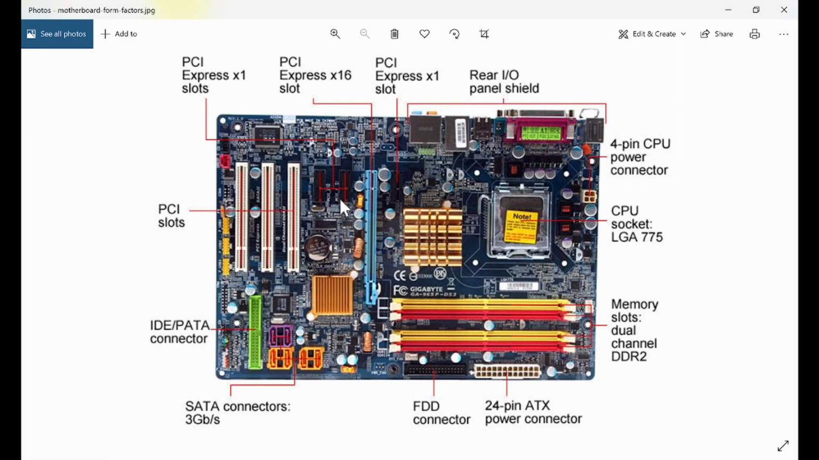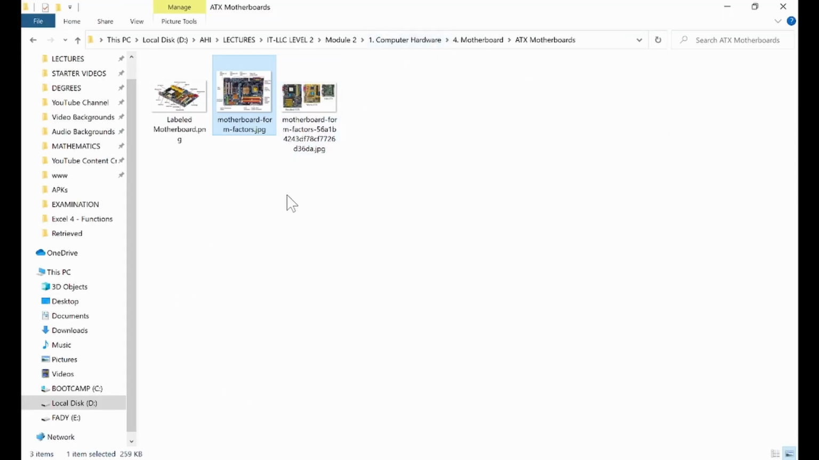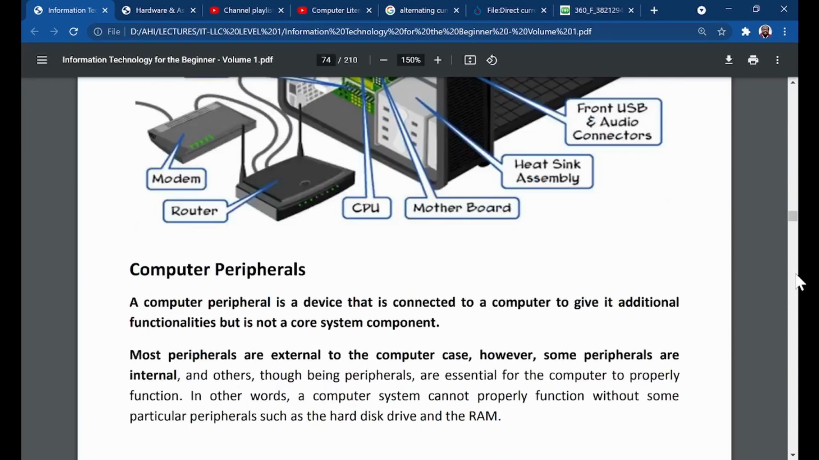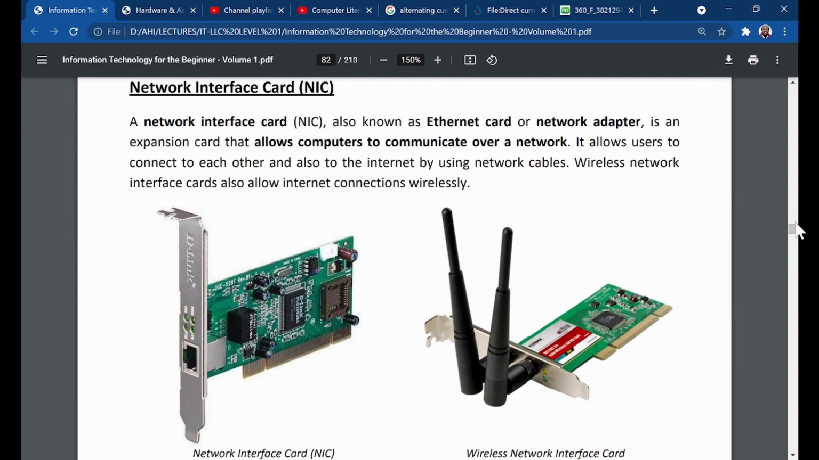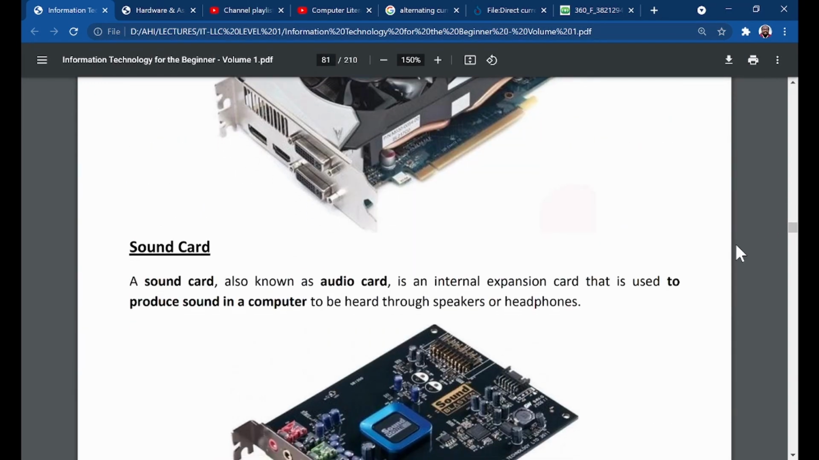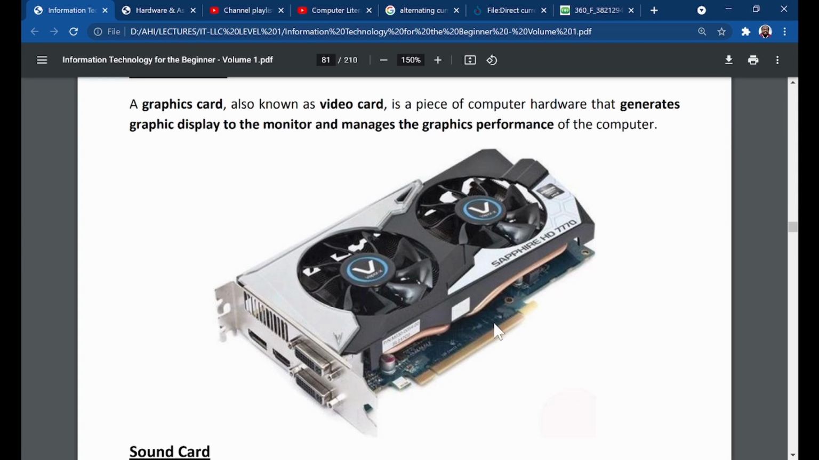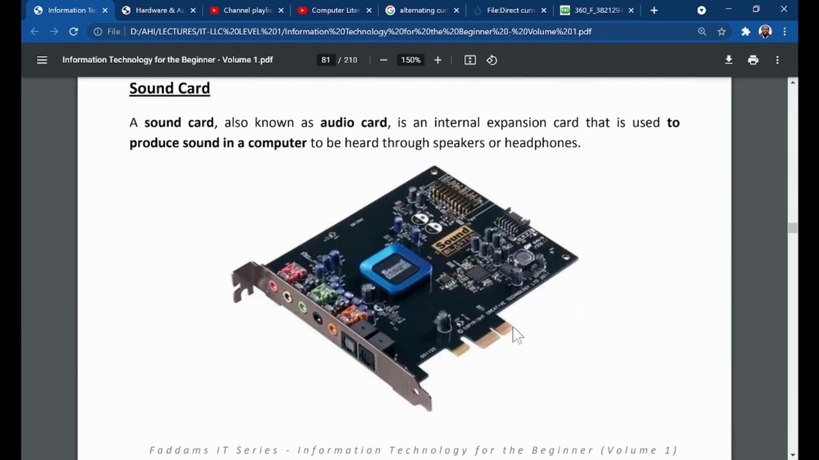There are smaller ones. On this motherboard, you can see that this one here is called PCI Express by 1, the shorter one. Very soon I'm going to show you some graphics cards that will be connected to the small PCI Express by 1 slot. When you look at this graphics card on the screen, you will see that this is PCI Express by 16. And this sound card will be connected to PCI Express by 1. So don't forget the names of these slots.